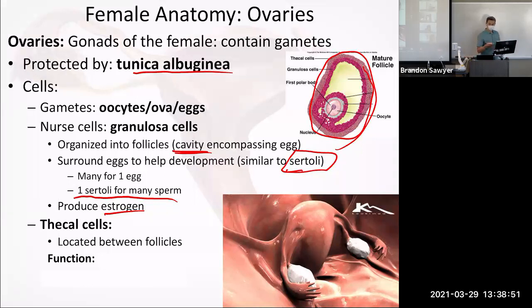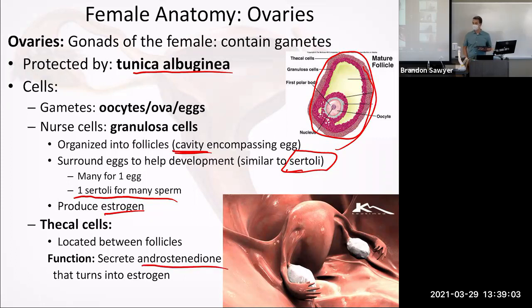Okay, and then we have what are called thecal cells, and these are between the follicles. The function of these is to secrete something called androstenedione. This is another one of those androgens that we talked about before. Androgens are precursors to the sex hormones, either testosterone or estrogen, and so these can be turned into estrogen.